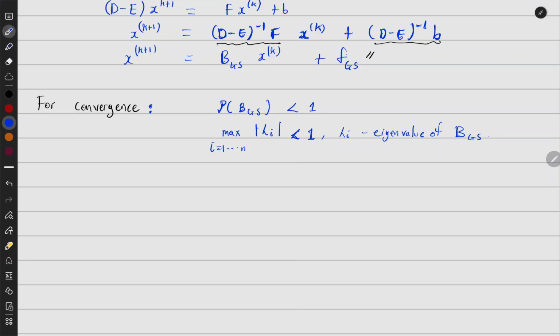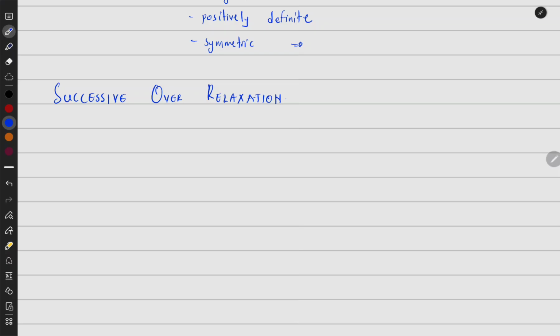To simplify everything, we can also conclude on the convergence of this kind of iterative method using theorems in terms of diagonal dominance, symmetry, and positive definiteness.